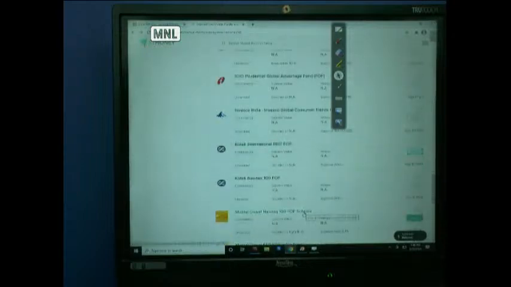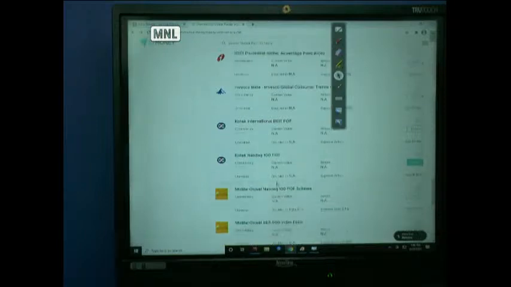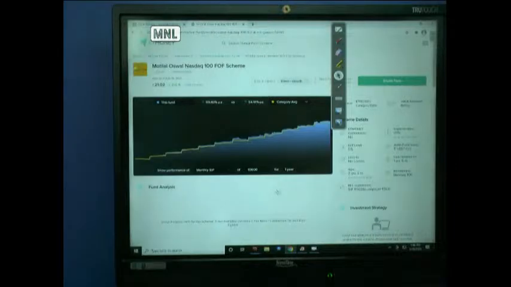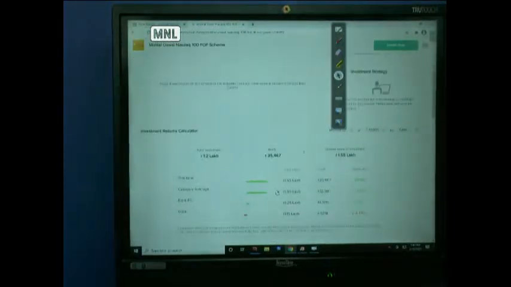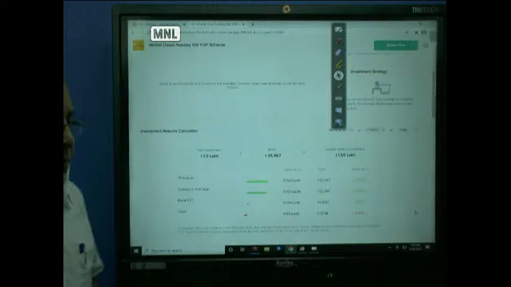Kotak Nasdaq under FOF. Right now we don't have much detail as far as Kotak Nasdaq, but we have got a Motilal Oswal Nasdaq fund. Let's look at what return this has given. Over a period of 1 year it has given this. Let's look at the 3 years and 5 years return. This scheme is only there for the last 1 year or so, so we are not able to make a big comparison as far as the scheme is concerned.